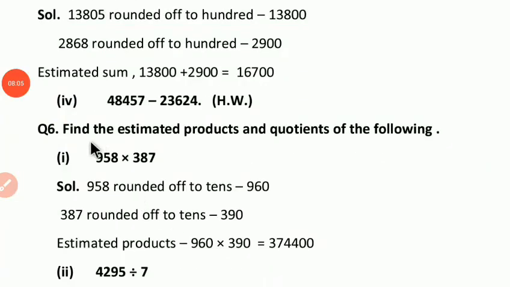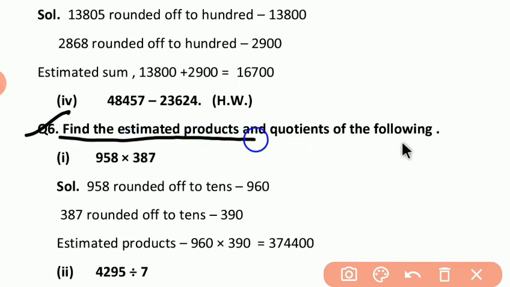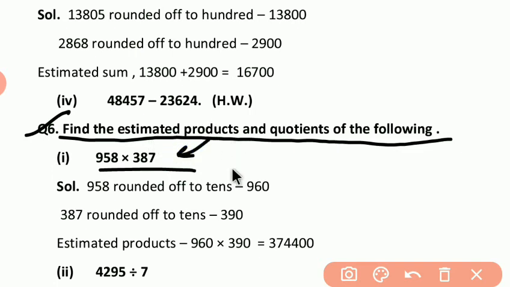Now we'll see the last question of our exercise. Find the estimated product and quotient of the following. Product and quotient mean multiplication and division. First one, 958 into 387. Here also it is given as estimated product. So here also you can round off to the nearest tens, hundreds or 1000. But for making the calculation easy, we can also round off to the nearest 10.